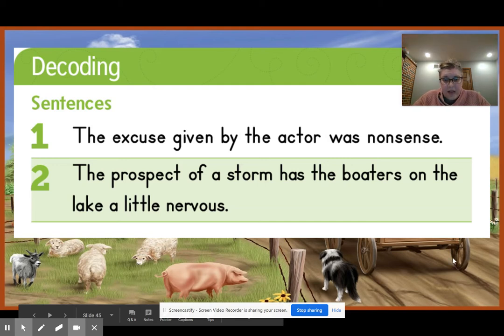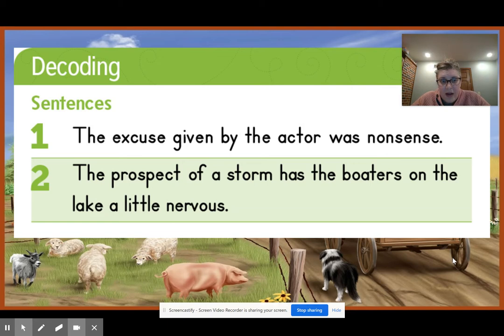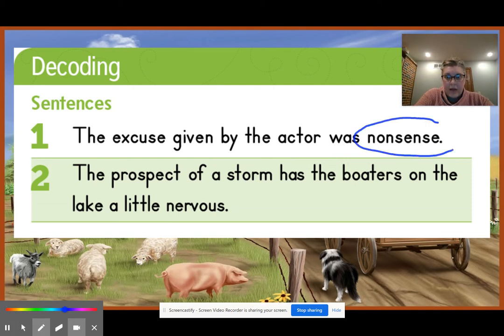So here we have a couple sentences that use our target words. I want you guys to read each line out loud, making sure you're using correct speed and punctuation. So I want you to go ahead and read it, and then I will read it after so you can check yourself. Good. The excuse given by the actor was nonsense. That's the first one. And our target word, as you can see, is the word nonsense, meaning not to be aware, not to use your senses.